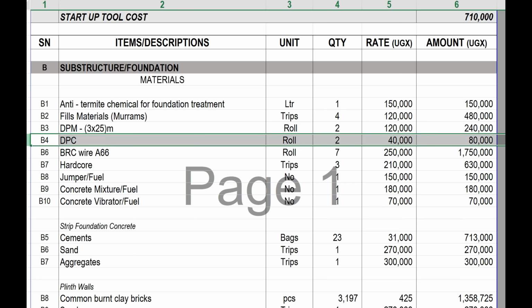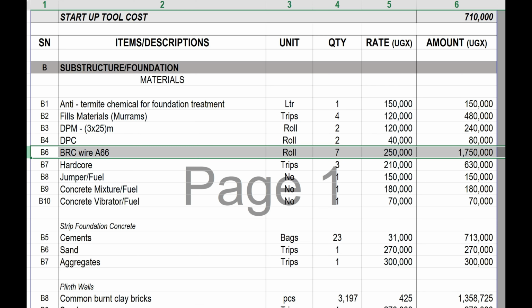Then we also need a DPC. 2 rolls can be enough. Each roll you can get at 40,000, summing up to 80,000. Then we also need BRC wire. I recommend A66, and 7 rolls can be enough, and you can find each roll at 250,000, summing up to 1,750,000.